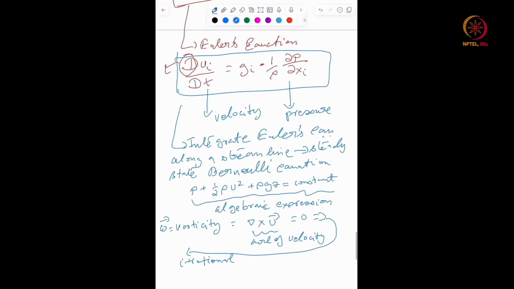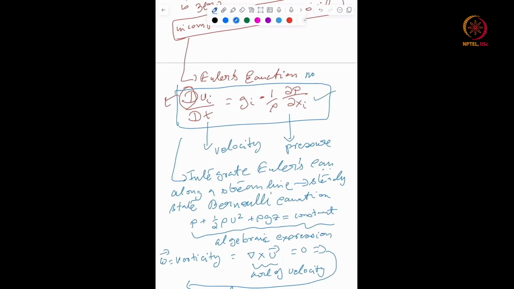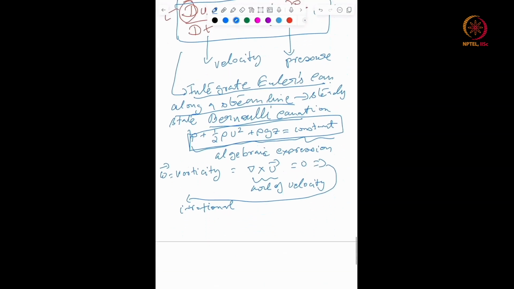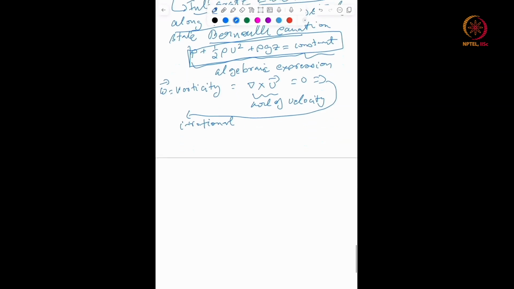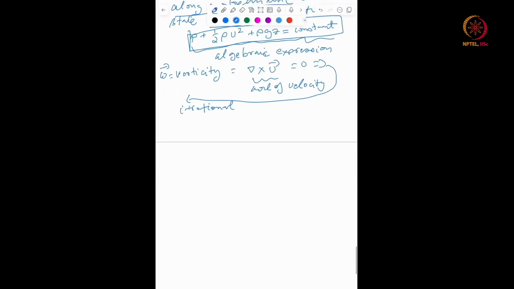Okay, so as you can see, this is no friction. You get the Euler's. When you integrate it across a streamline, you get Bernoulli's, which is an algebraic equation which links basically fluid velocity and pressure. That's all that it does. Okay, then when the flow is irrotational, such a flow is called a potential flow. So such flows are called potential flows.